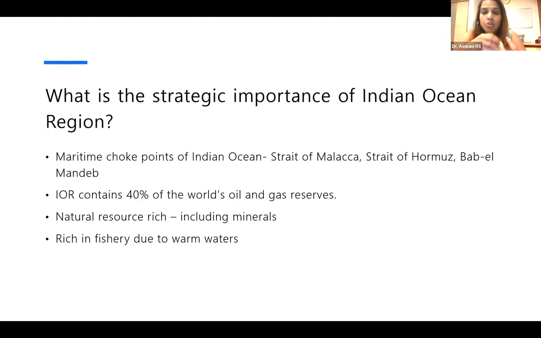Let's also look at natural mineral resources. Minerals like nickel, cobalt, iron, manganese, copper, zinc, silver, and gold are present in sizable quantities on the seabed of the Indian Ocean region, making it significant to many other countries who want a taste of the region, right? And when you look at fisheries, as I said, the Indian Ocean region has some of the warmest waters in the world, right? Due to the warm waters, it is a good breeding ground for fish.